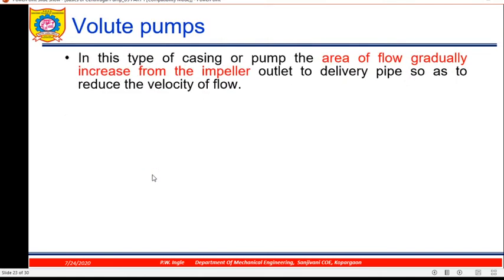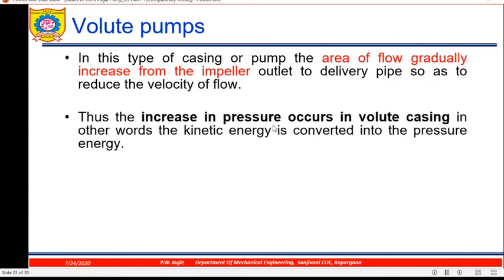So we'll see step by step. A volute pump. In this type of casing or pump, the area of flow gradually increases from impeller outlet to delivery pipe so as to reduce velocity of flow. Thus, increase in pressure occurs in the volute casing.